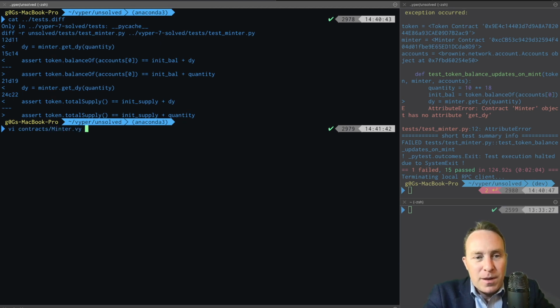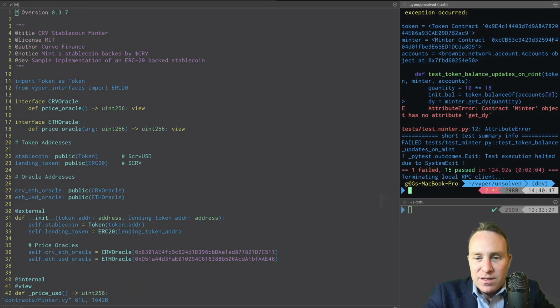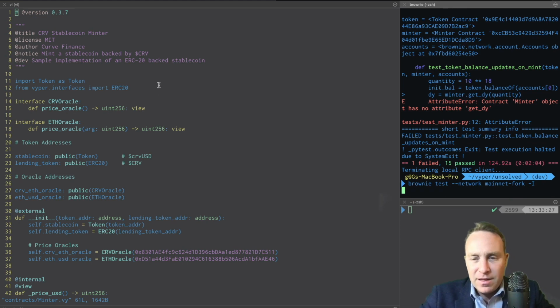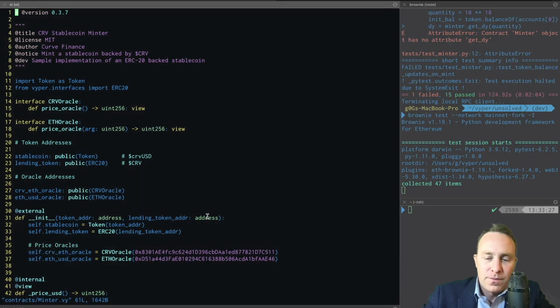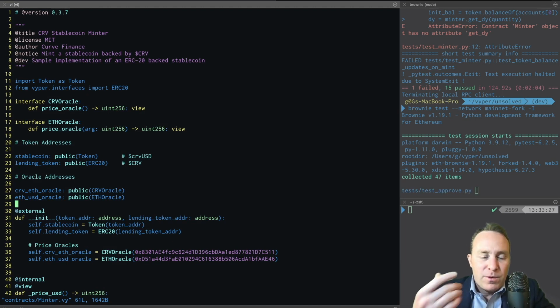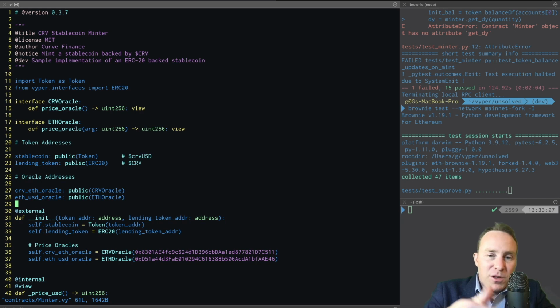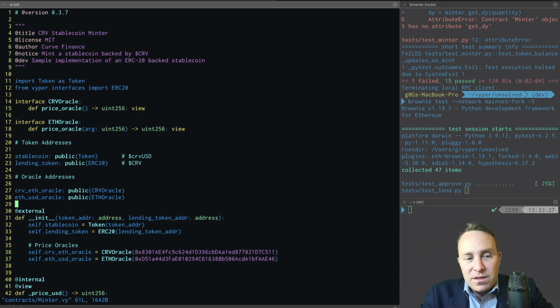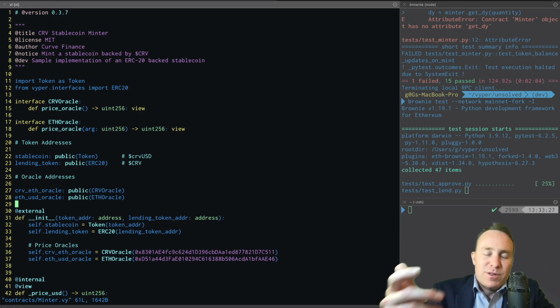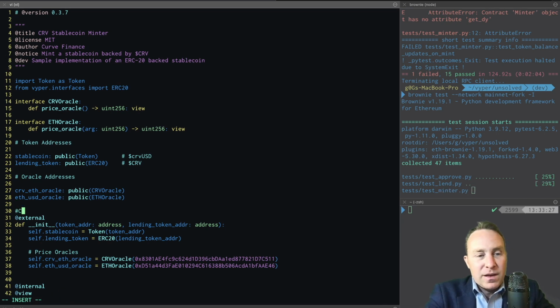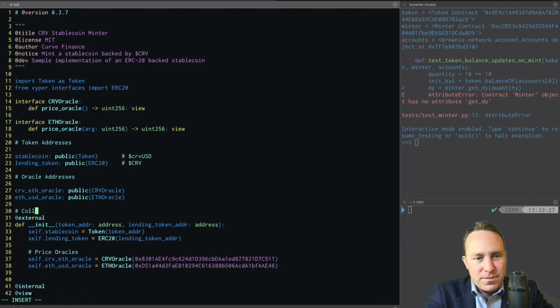We'll go ahead and open up our minter.vy contract, and let's get our tests running here, because I'd like to have a terminal window open. The formula is simply going to be three parts. We're going to take the dx, how many tokens are we putting in? We're going to multiply this times the current price of curve, and we're going to multiply this times a parameter we're going to call the collateralization percent.